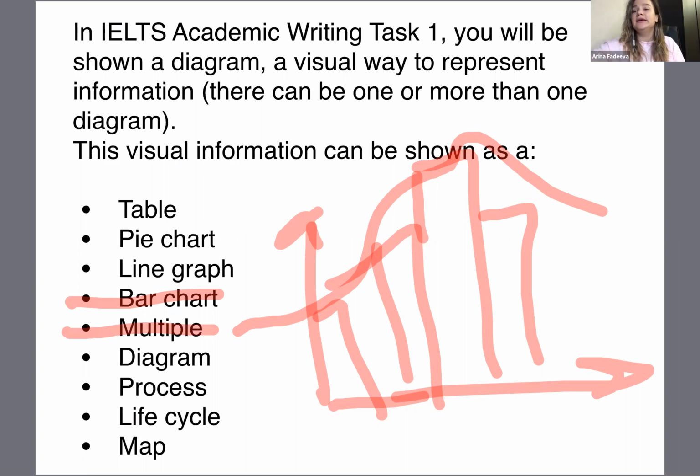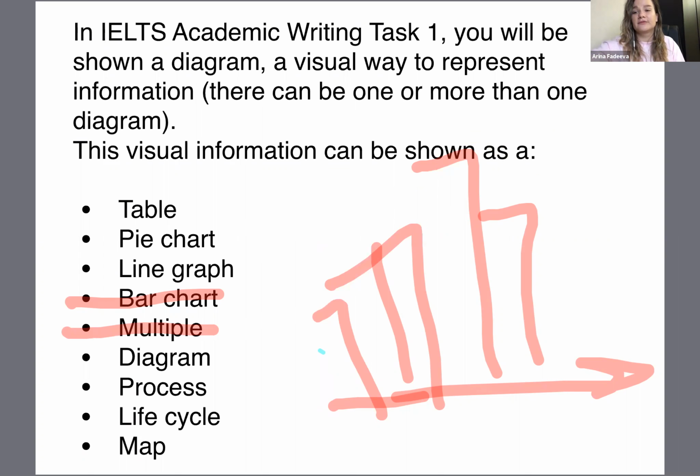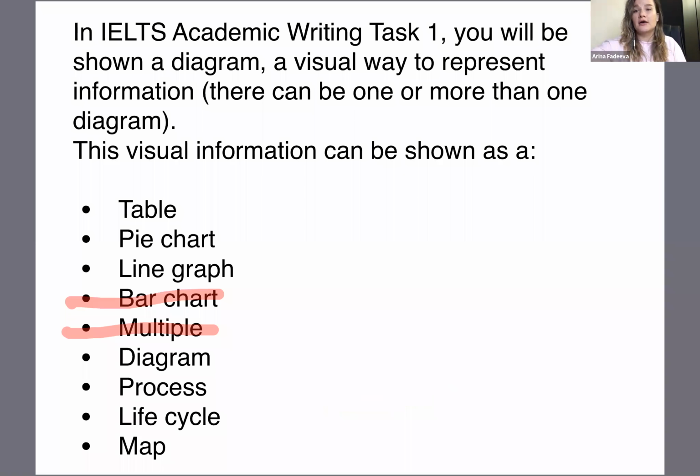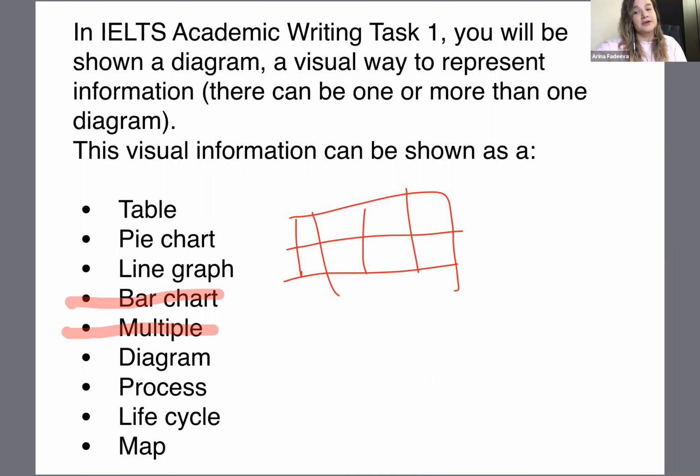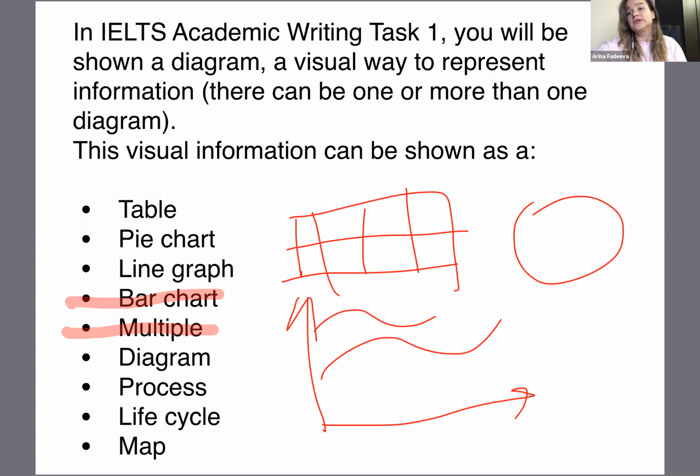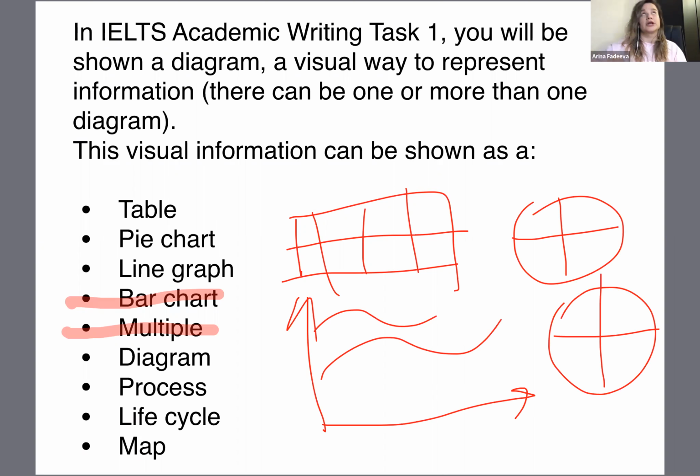Then there could be multiple graphs, and there could be a combination of two graphs. For example, there could be a table telling you something, and there could be a line graph, or there could be 2 pie charts, for example, or even 3 or 4 or 6 of them. I don't know, multiple. So these types of tasks are pretty much the same. I'll tell you the basic information a little bit later about these graphs.